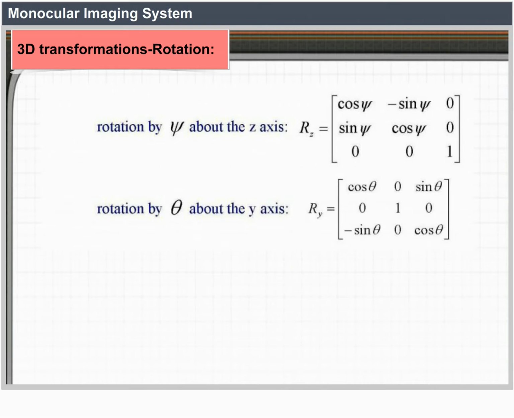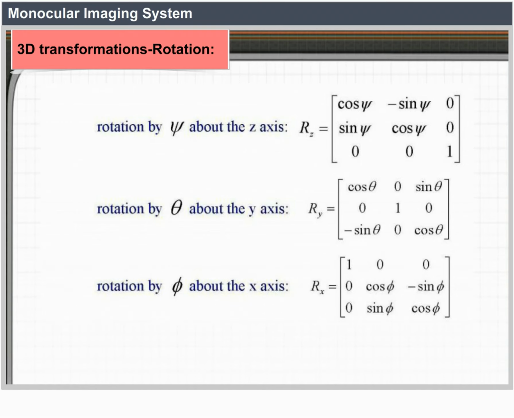Rotation by theta about the y-axis, Ry equals cos theta, 0, minus sin theta; 0, 1, 0; sin theta, 0, cos theta. Rotation by phi about the x-axis, Rx equals 1, 0, 0; 0, cos phi, sin phi; 0, minus sin phi, cos phi. The sequence is not standardized.